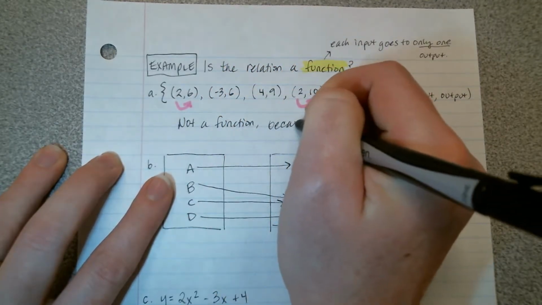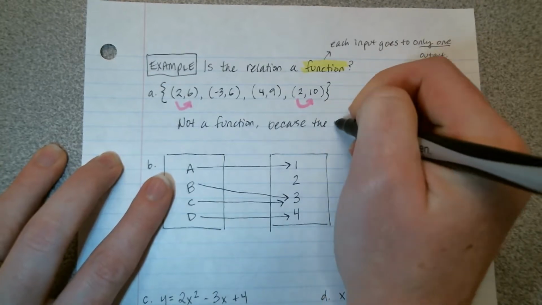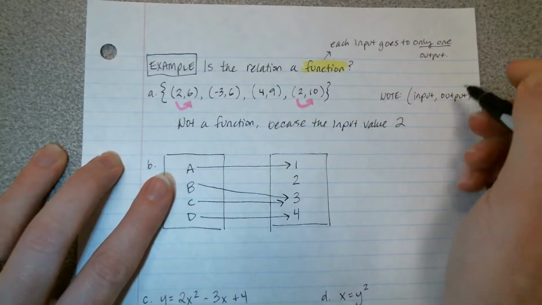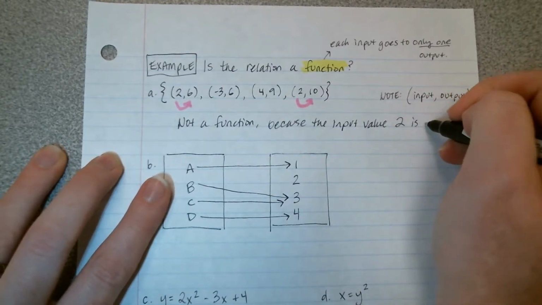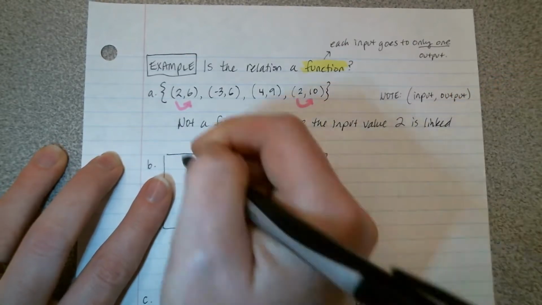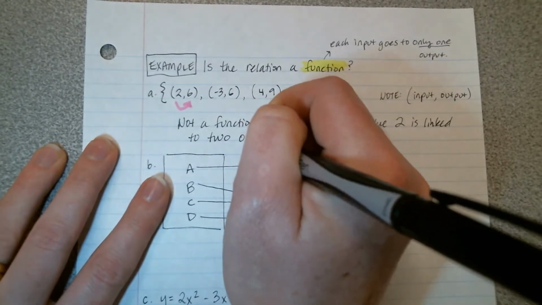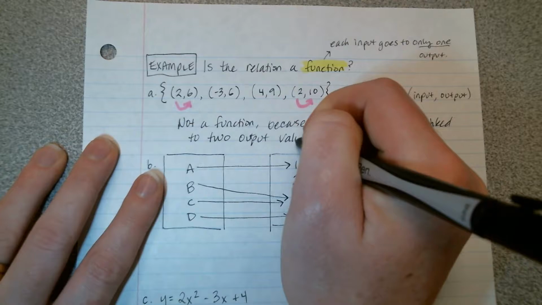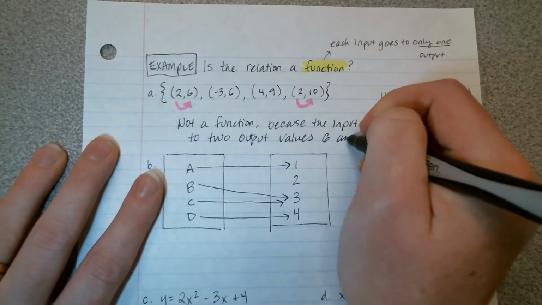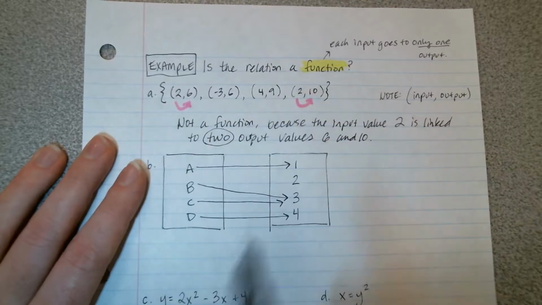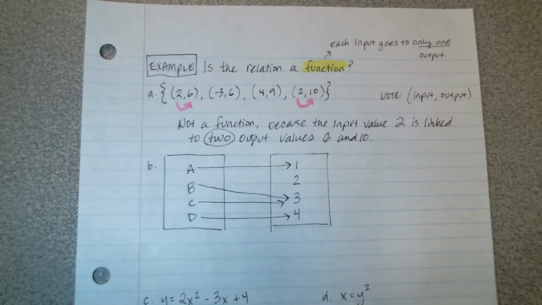because the input value 2 is linked to 2 output values, 6 and 10. And the problem here is that it's linked to 2 different output values. It should only be linked to 1.